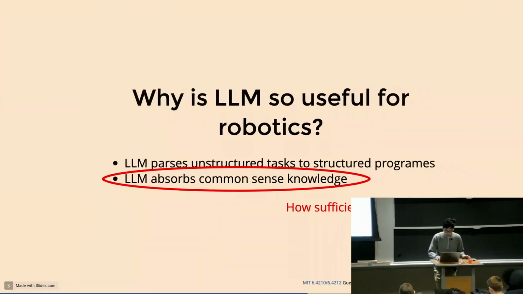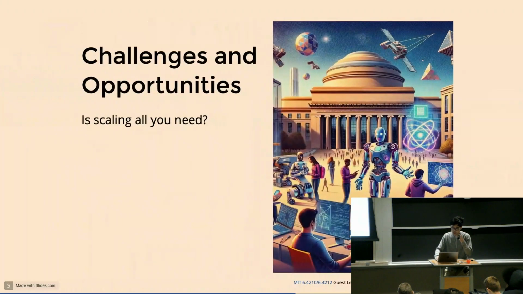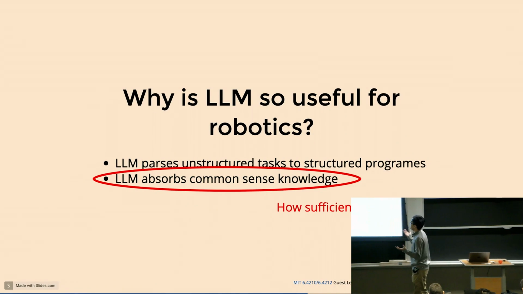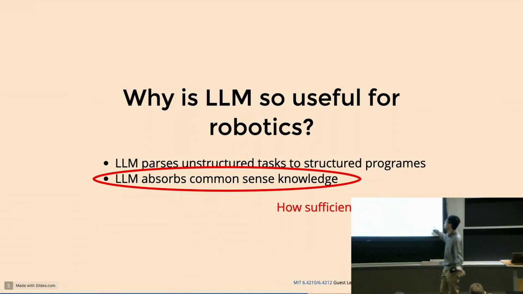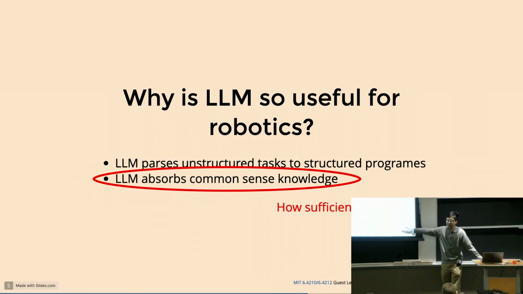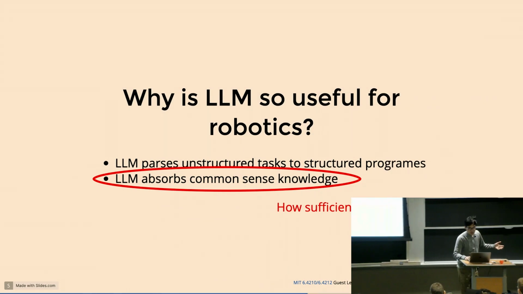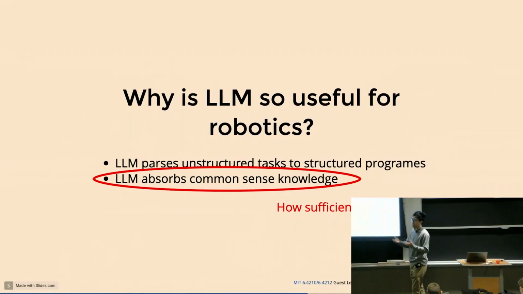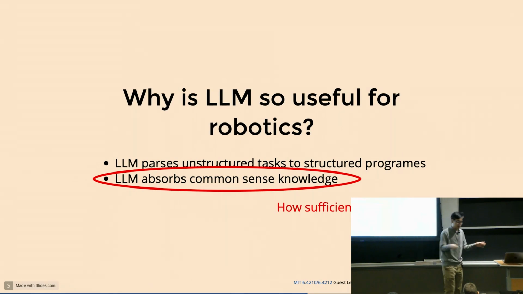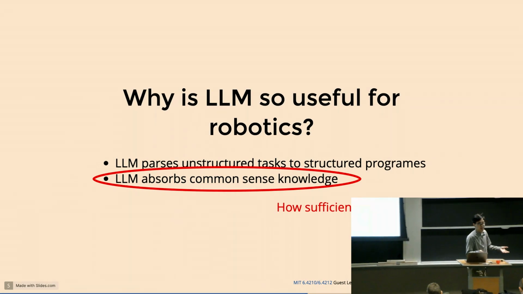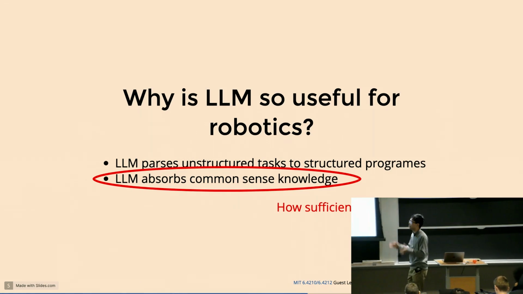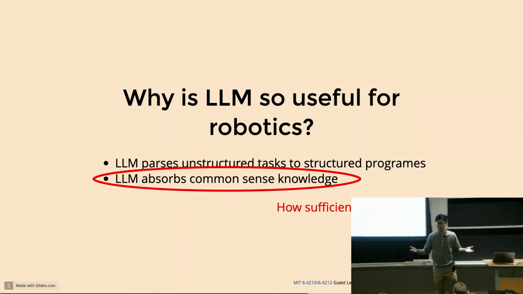Which is exactly what we are going to talk about in this section, called challenges and opportunities. Challenges come first. Large language models absorb common sense knowledge. However, how sufficient is this for robotics? If you think about it, ChatGPT is really powerful. I'm using it for all sorts of things in my daily life, and some of you use it to write essays that your teacher cannot differentiate from essays written by actual students. However, if you ask ChatGPT to pick up an apple, it cannot do that.